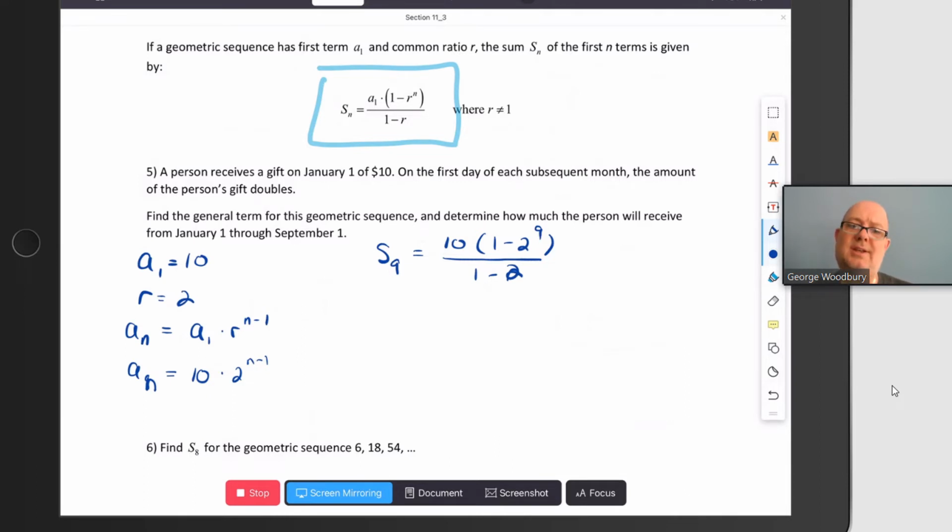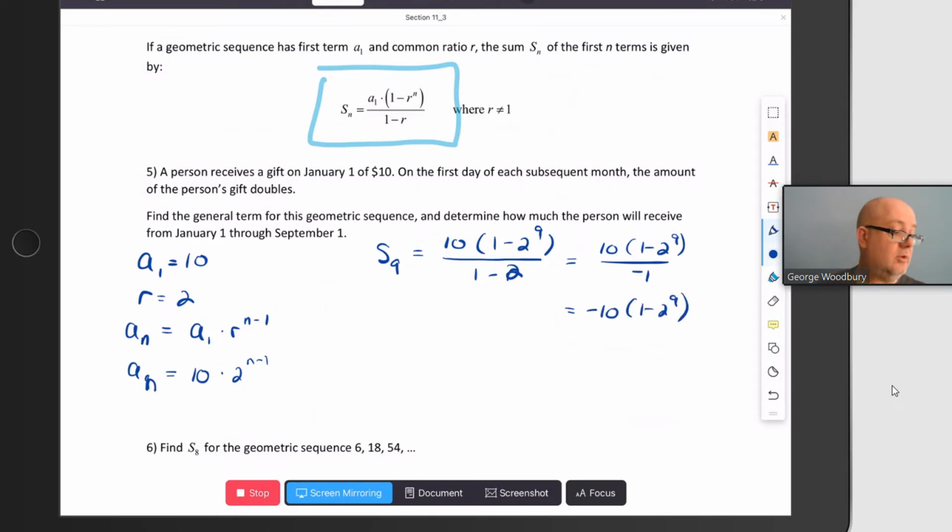Now, we can clean up some of this. I don't want to really worry about figuring out what 2 to the 9th is, but I would like to clean up the denominator a little bit. 1 minus 2 is negative 1. So we've got 10 times 1 minus 2 to the 9th power over negative 1. And I could divide 10 by negative 1 to get negative 10 times 1 minus 2 to the 9th power.